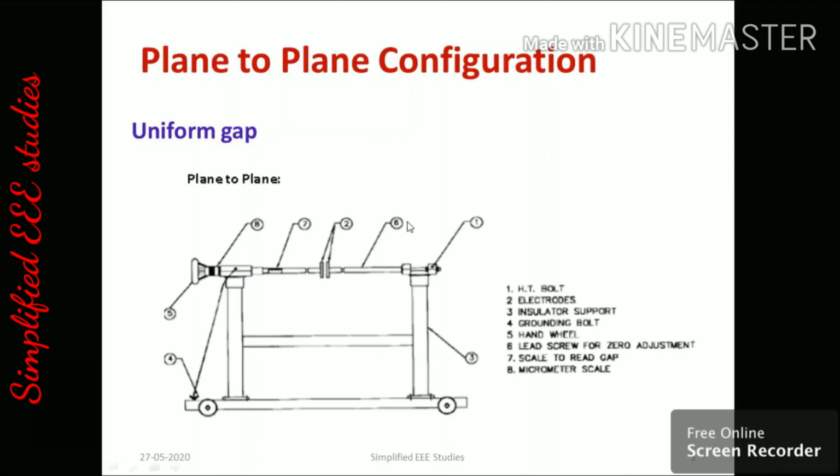Suppose the gap spacing is 10 mm. After zero settings, you may be maintaining a gap spacing equal to 10 mm. Then come out of the room and apply high voltage. Then you have to keep on observing. At a particular voltage, you will be getting the spark over voltage. There will be a spark or some disturbance. You can note down that particular voltage which you applied. That voltage is known as spark over voltage or breakdown voltage.